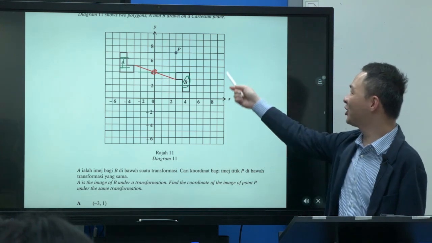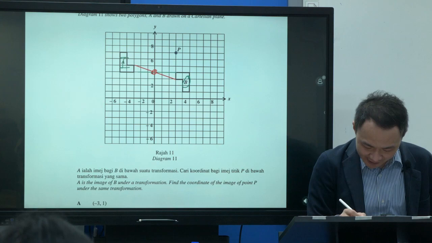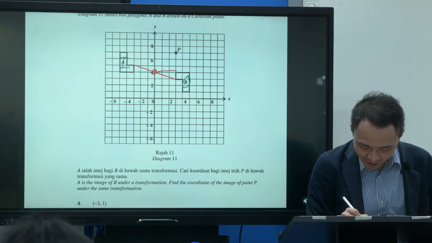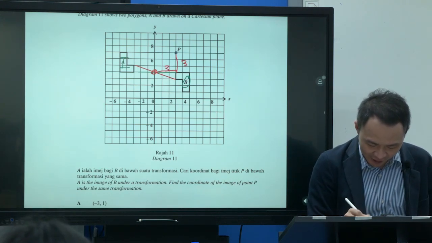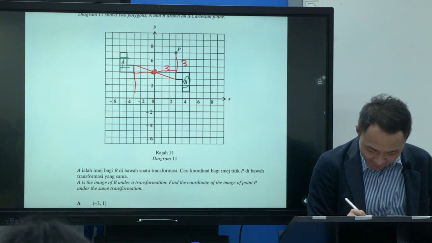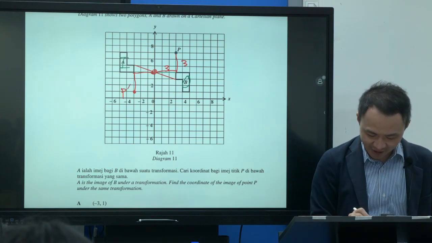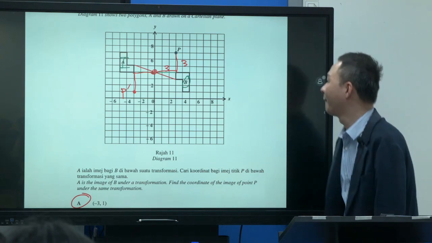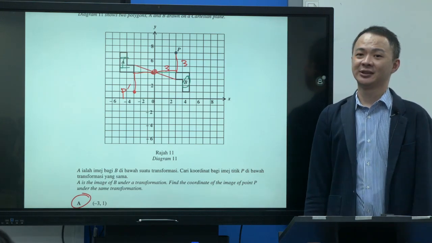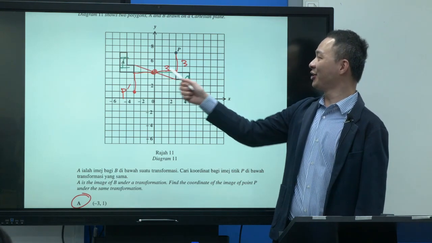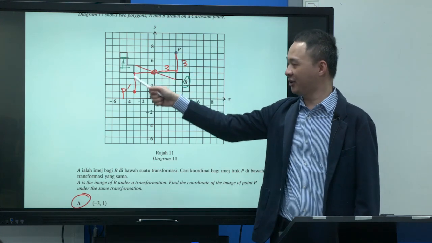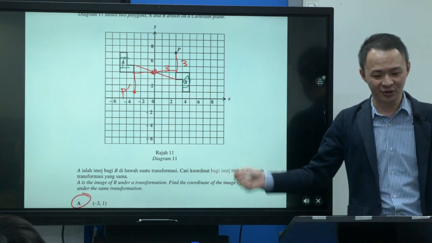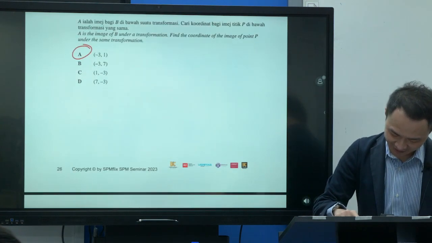Then, this one will rotate. The same thing. So it's 3, 3. So I go 3, 3. So it's over here. This one is -3, 1. Answer is A. Because from the center to here is 3 unit, 3 unit, right? So 3 unit, 3 unit come down. Then you can get the answer.